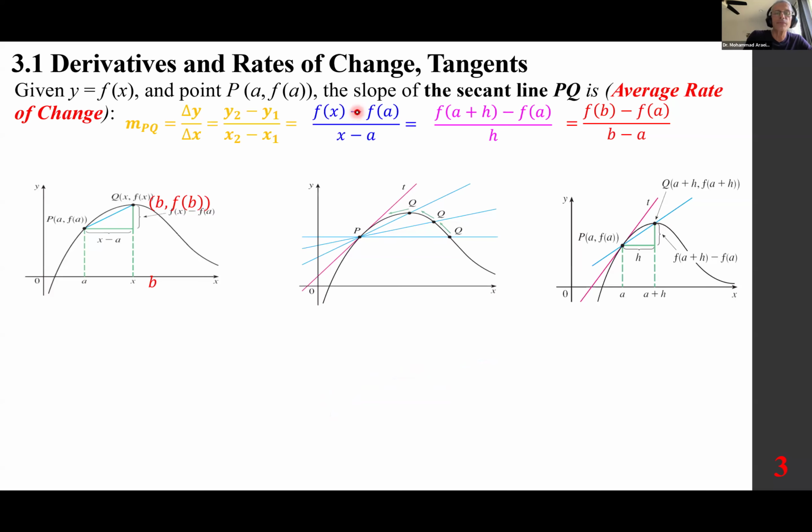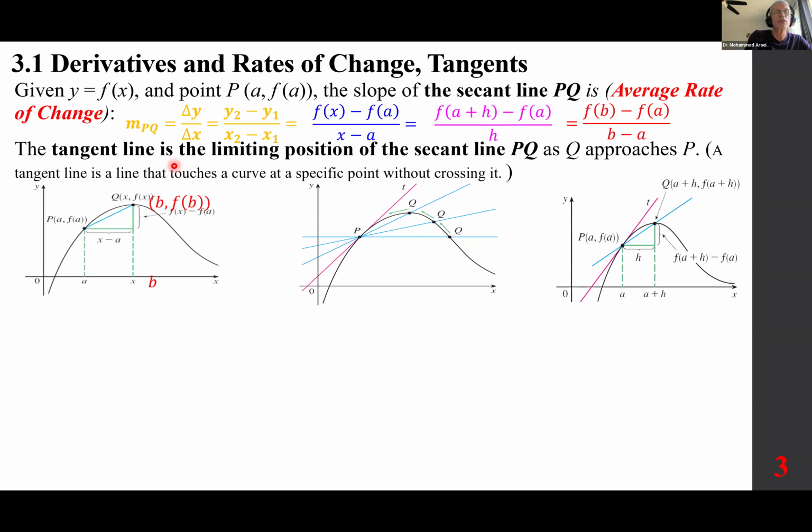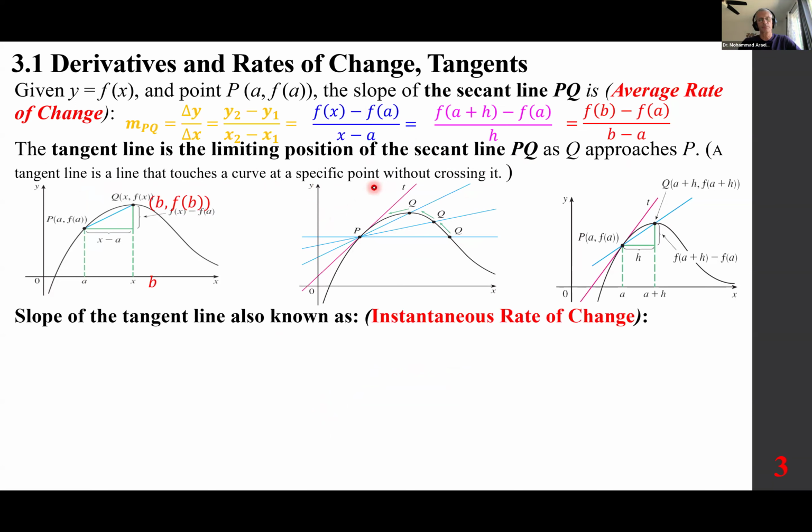If we look at this graph, we notice the line PQ is moving in this direction towards P, creating a red line, which is a tangent line. The tangent line is the limiting position of the secant line PQ as Q approaches P. A tangent line is a line that touches a curve at a specific point without crossing it. The slope of a tangent line is also known as the instantaneous rate of change.